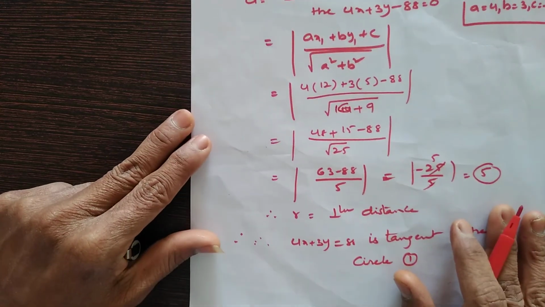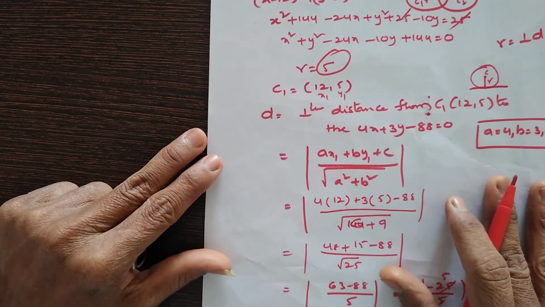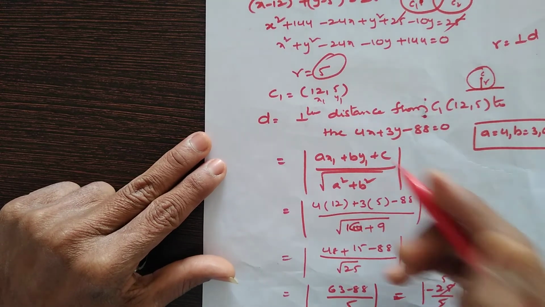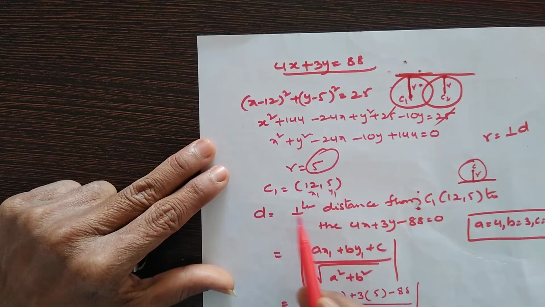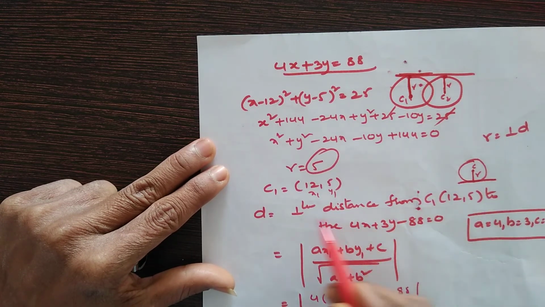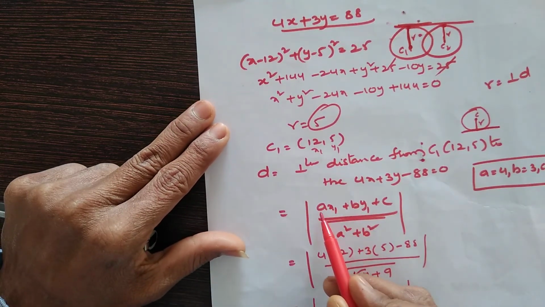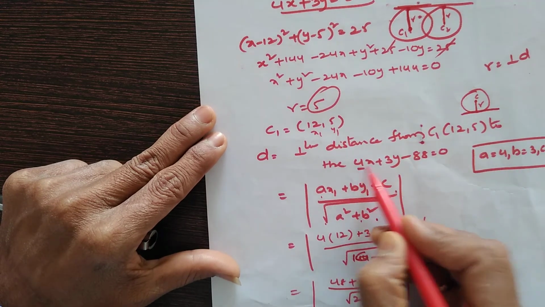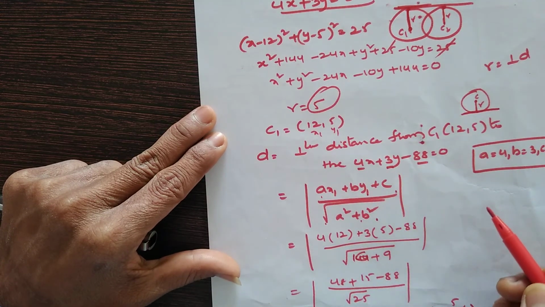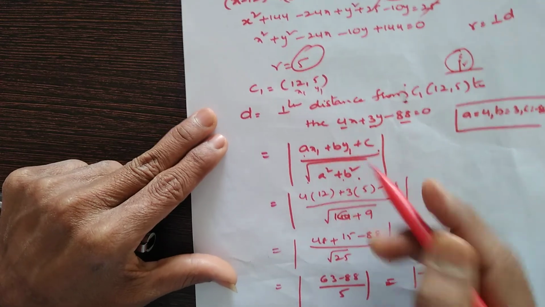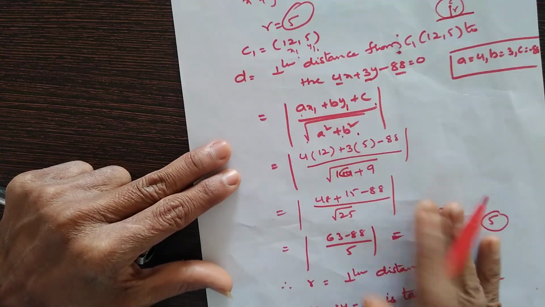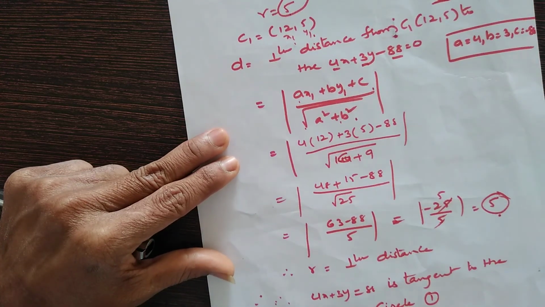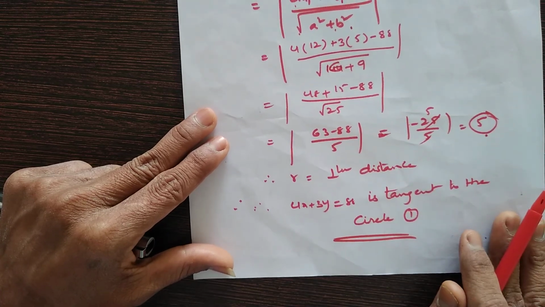Okay, this is how we have to simplify the problem, whether it is tangent to the circle or not. Once again I repeat, if it is tangent, you need to check that r is equal to the perpendicular distance. The formula is |ax1 plus by1 plus c| by root of a square plus b square, where a is 4, b is 3, c is minus 88. Substitute all the values, with x1, y1 as the center, and you will get the value 5. This 5 is equal to the radius, so we can say that it is a tangent.